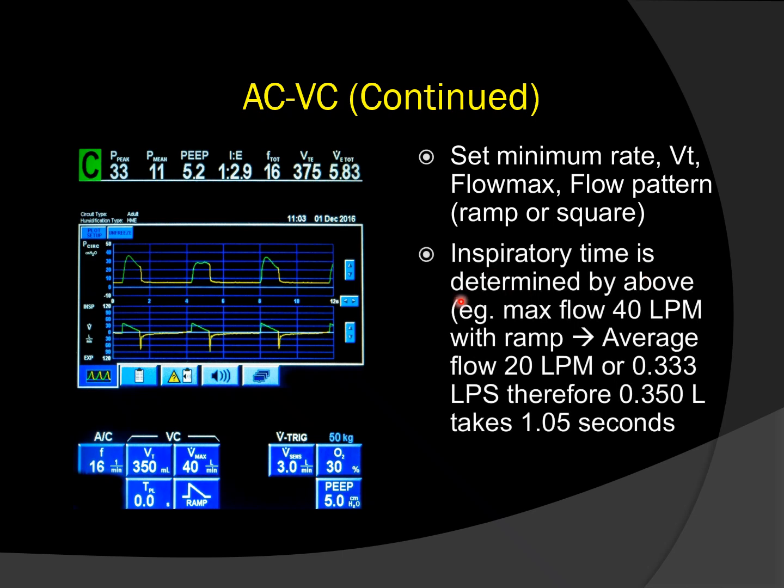So the inspiratory time is determined by the set volume and flow pattern. In this example, we set a maximum flow of 40 with a ramp. That means the average flow, because of this ramp, is 20 liters a minute, which is 0.333 liters per second. 20 liters a minute, there are 60 seconds in a minute, so it's a third of a liter per second. Therefore, because we prescribed 350 cc's, not 333, it will take just over a second to go in. The machine knows how to figure out the time to deliver the volume.